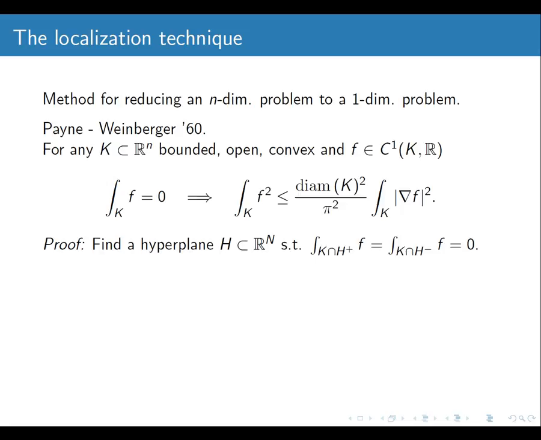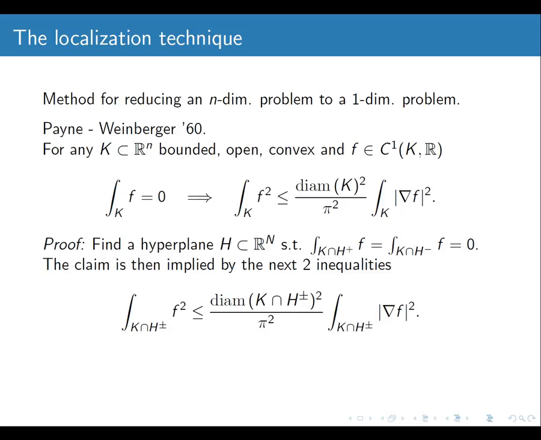What we do, we find a hyperplane dividing K in two parts. This will be K intersect with H plus and K intersect with H minus. So in these two regions, we can always find a hyperplane in such a way that still this constraint holds, and still f has zero mean.